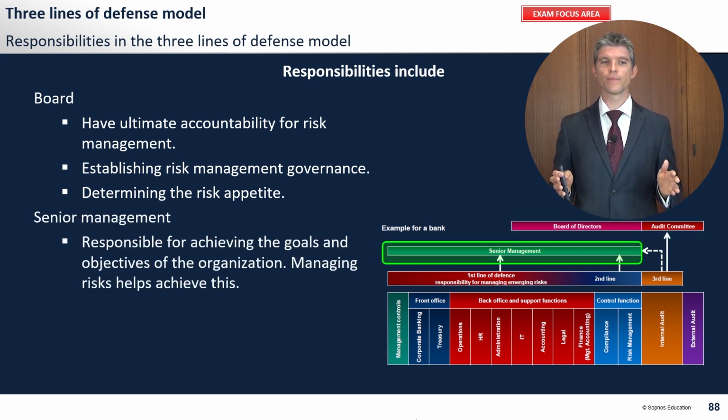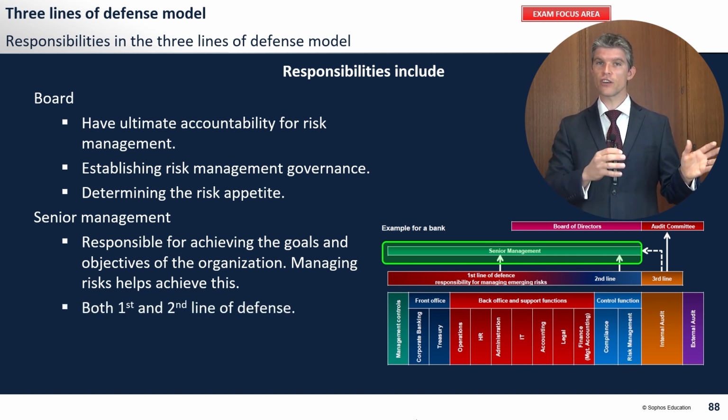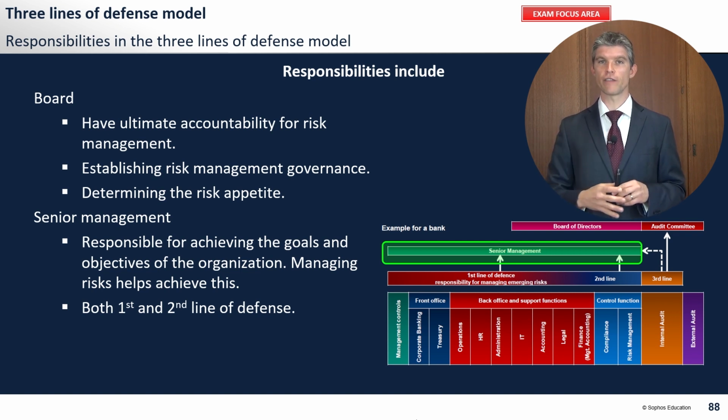Senior management have the responsibility for achieving the goals and objectives of the organization, and they manage the different risks to achieve this. They're the ones actually putting the things in place, and they are accountable for the risks at their level. They are both, you should understand, first line of defense and second line of defense.